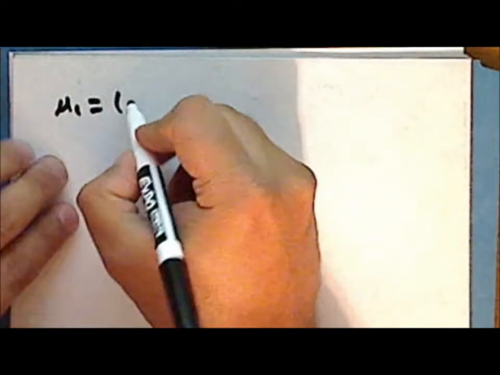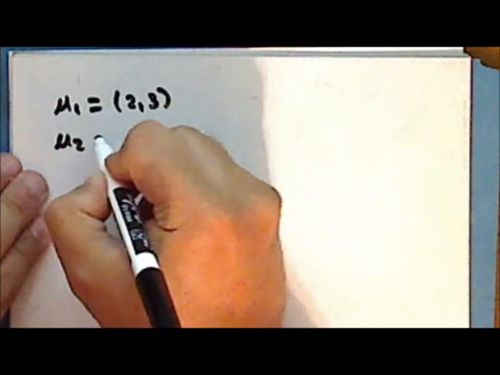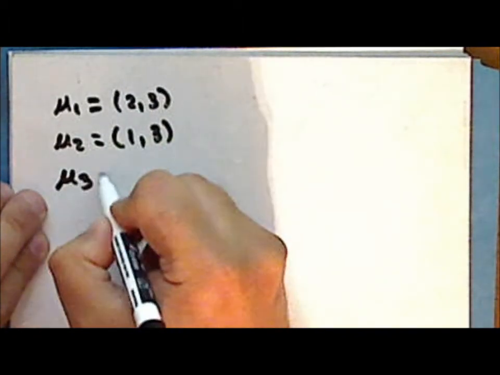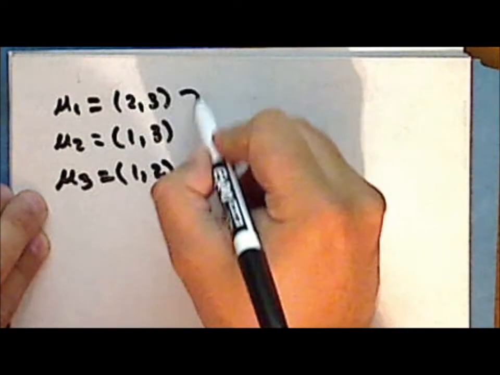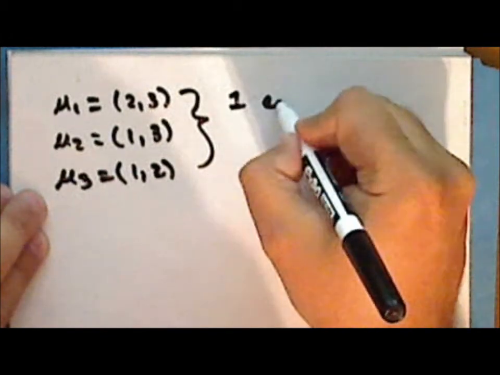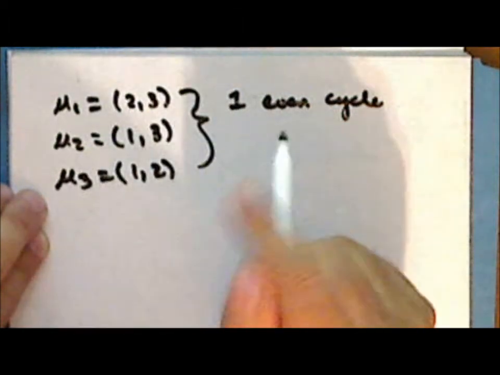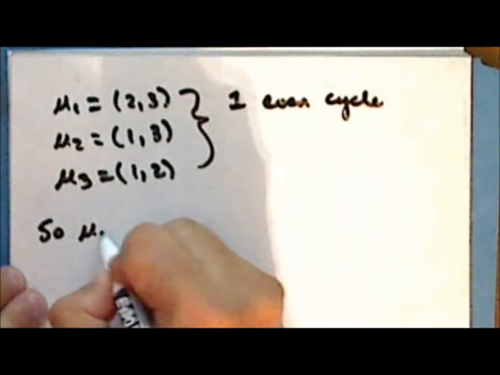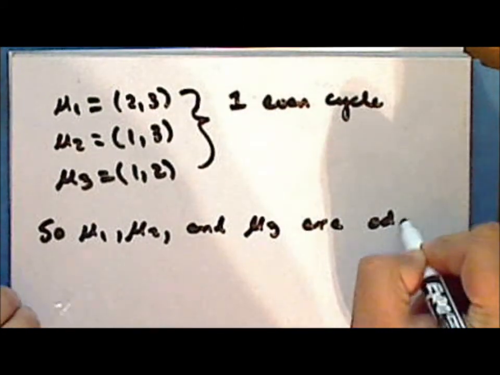And mu sub 1 is the map that leaves 1 fixed and maps 2 onto 3 and 3 back onto 2. Mu sub 2 leaves 2 fixed and maps 1 onto 3 and then 3 back onto 1. And mu sub 3 leaves 3 fixed and maps 1 onto 2 and then 2 back onto 1. Now each of these has one even cycle. Each cycle is of length 2, which is even, and there is one cycle, so an odd number of even cycles. And so mu sub 1, mu sub 2, and mu sub 3 are odd permutations.